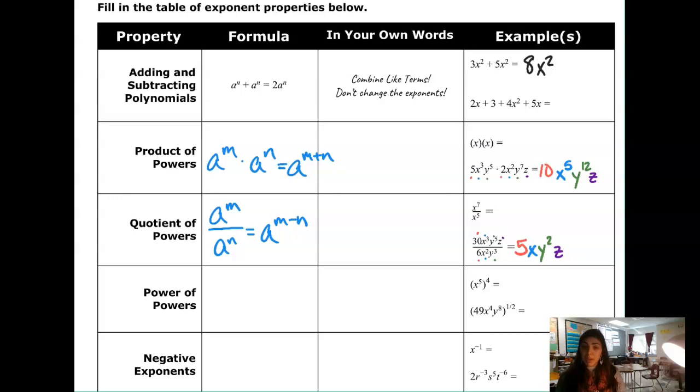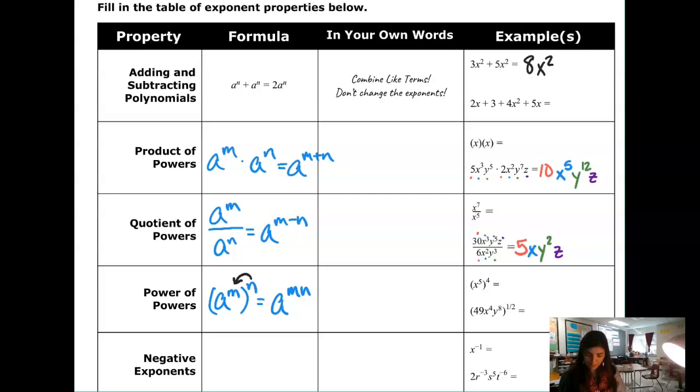The PM part of MAD SPAM is the power of power property. For this rule, it says on our formula chart that a to the m power raised to the n power is equal to a to the mn. Now, if you have parentheses raised to another power, that's the PM, power of power rule. And it's going to kind of look like distribution. It's not really distribution. You're multiplying the exponent on the outside of the parentheses to every exponent on the inside.